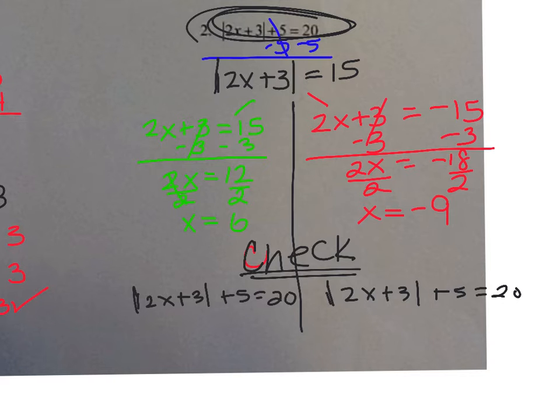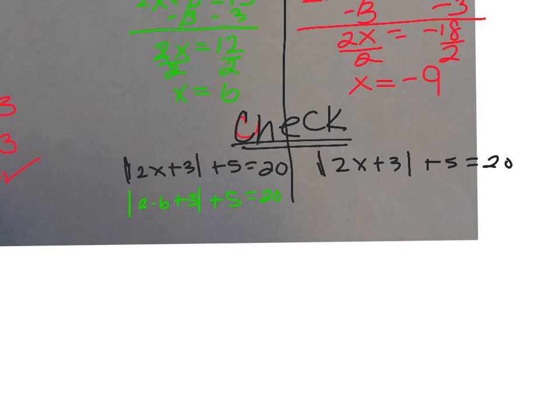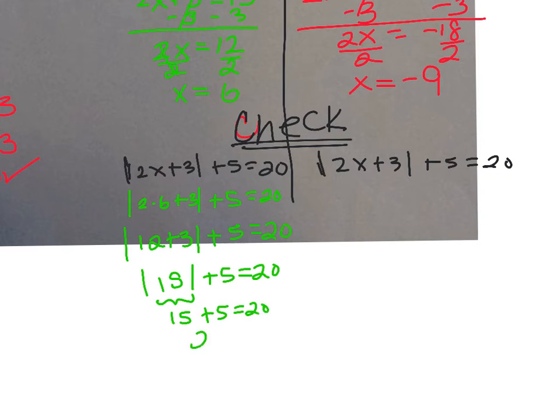All right, so let's start in the green when x is 6. Bar, 2 times 6 plus 3, close the bar, plus 5, does that equal 20? Do what's inside the absolute value first. So it's the absolute value of 12 plus 3, plus 5. Does that equal 20? The absolute value of 15 plus 5. The absolute value of 15 is 15. So 15 plus 5 equals 20. Yes, 20 equals 20. Check.